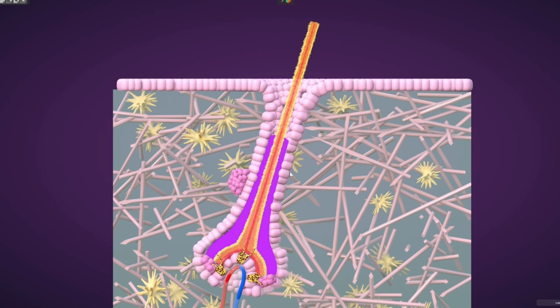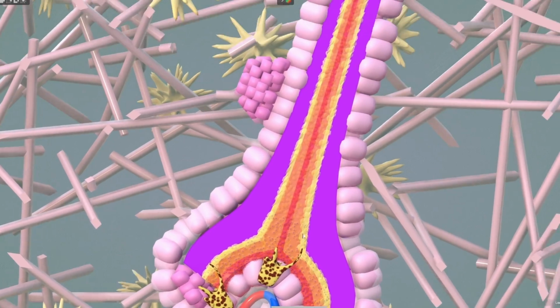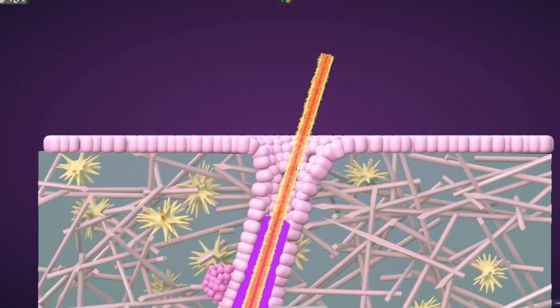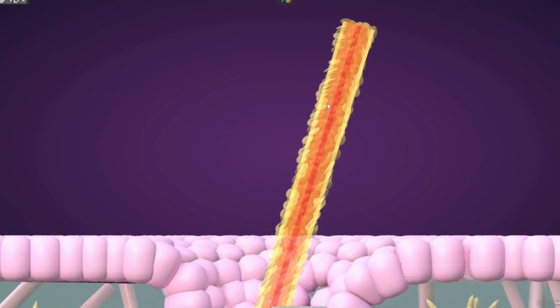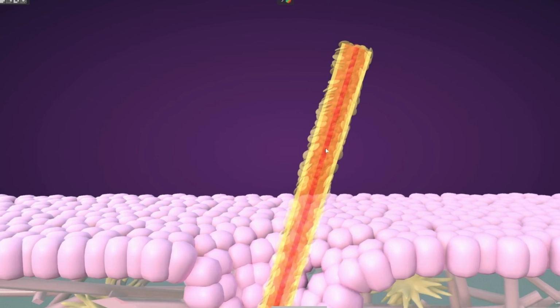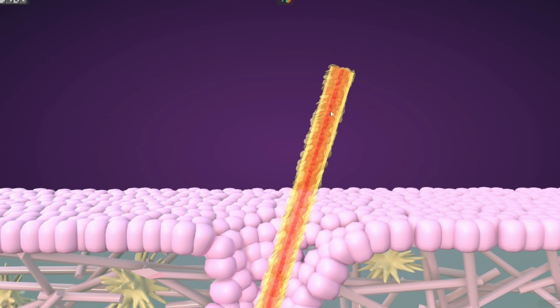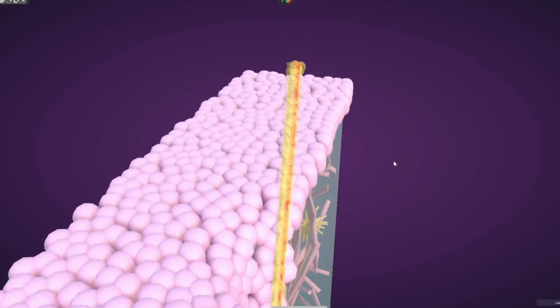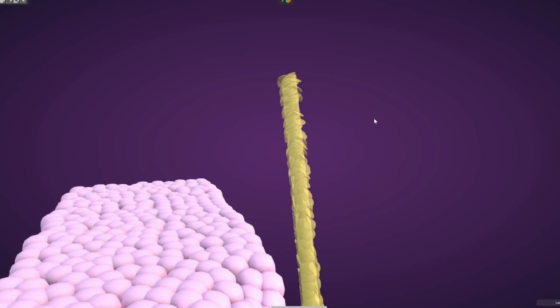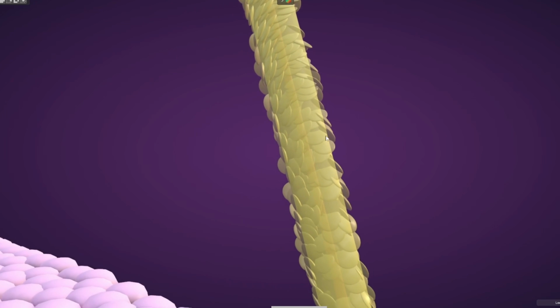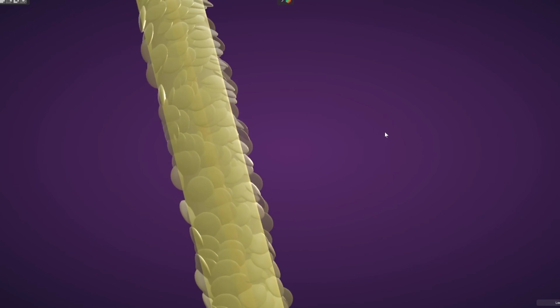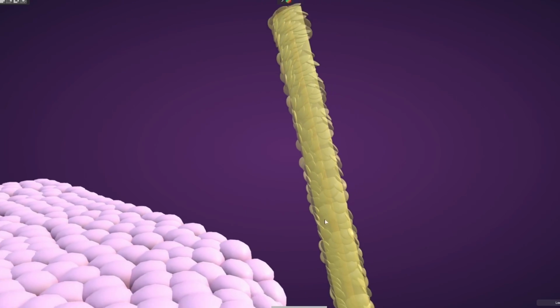erector pili muscle. Now, if I zoom in, what you can see here is the actual hair strand. So the hair strand consists of three layers. This red one here, of course, it is not red, it is black, but this is just for demonstration purposes. The red one is the medulla. The outside orange one is the cortex, and the outermost flattened cell layer is called the cuticle of hair.